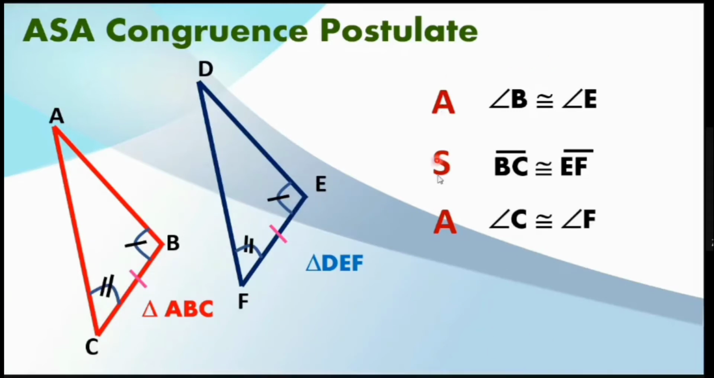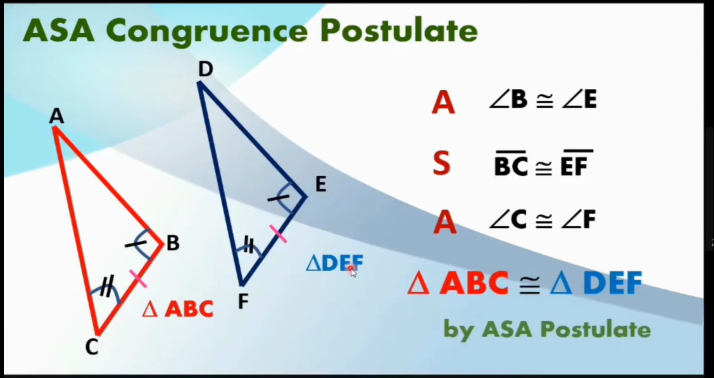So these are three statements saying that two pairs of corresponding angles and a pair of included sides are congruent. Therefore, we can say that triangle ABC and triangle DEF are congruent. By what means have we proven that the two triangles are congruent? By the ASA congruence postulate. Okay, so let's proceed to another example.